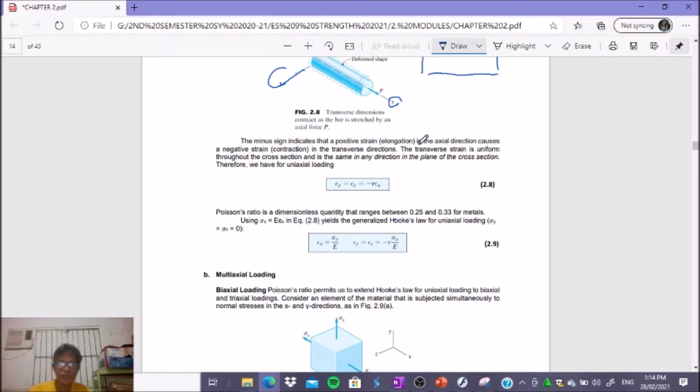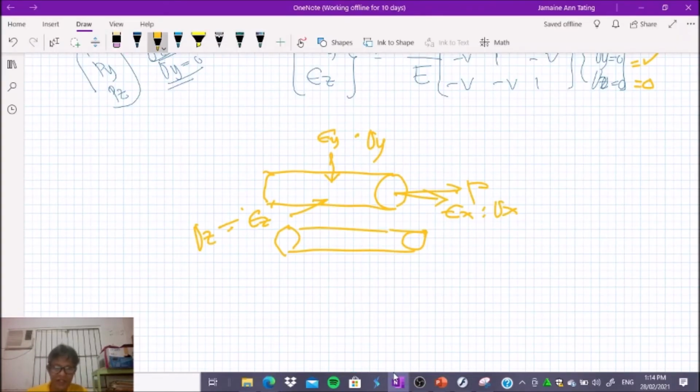Now, what is Poisson's ratio? Poisson's ratio actually is defined as, yung V is equal to negative strain in Y over strain in X. Also, negative strain in Z over strain in X. Kaya pag kinumpute mo yung strain in Y, will simply be equal to the strain in Z, and that will be equal to negative V times strain in X. But what is strain in X? Diba ang strain in X is equal to sigma over E.